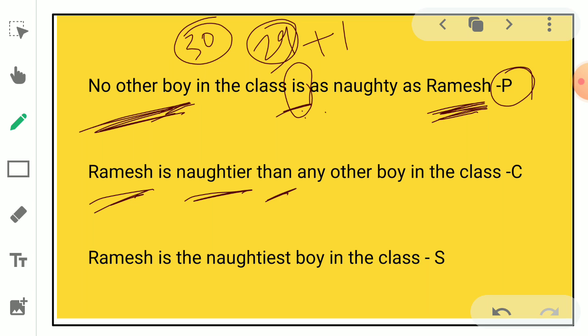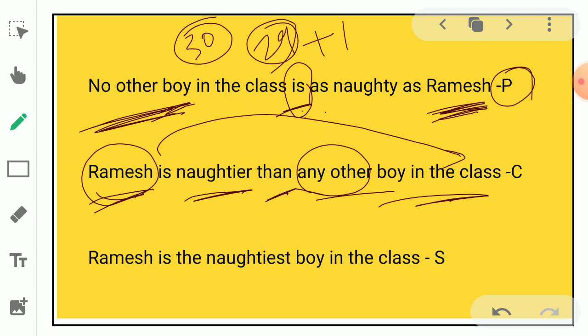Ramesh is naughtier than any other boy. Why should we write any other? Because any other is written when a thing or person of the same group is compared. So what is the same group here? Ramesh is compared with the same group in the classroom. Got it? That's why any other boy in the class about his naughty behavior. All are very good in their behavior, but Ramesh is the naughty fellow. Got it?